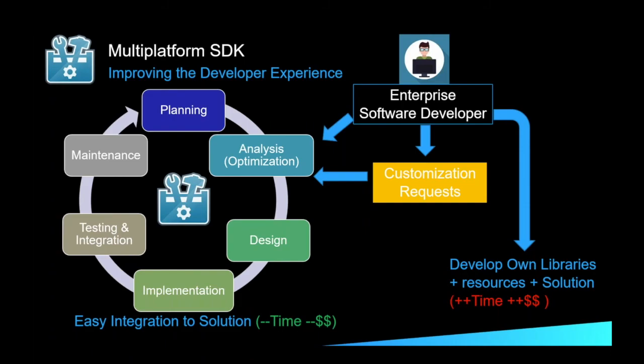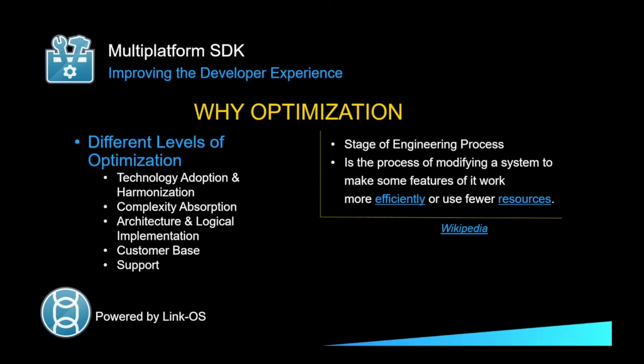Okay, why optimization? Again, we have been maturing the software techniques, the software knowledge, and now we have software engineering. That allows us, as experts in our technology, to find different levels of optimization for our SDK. So we can talk about technology adoption and harmonization, complexity absorption, architecture and logical implementation, customer base and support. I'm going to go quickly through all of those different categorizations to explain and highlight the kinds of optimization that we have done with our SDK to allow you to do a better job and in a faster way. When we talk about technology adoption, we need to talk about printers.